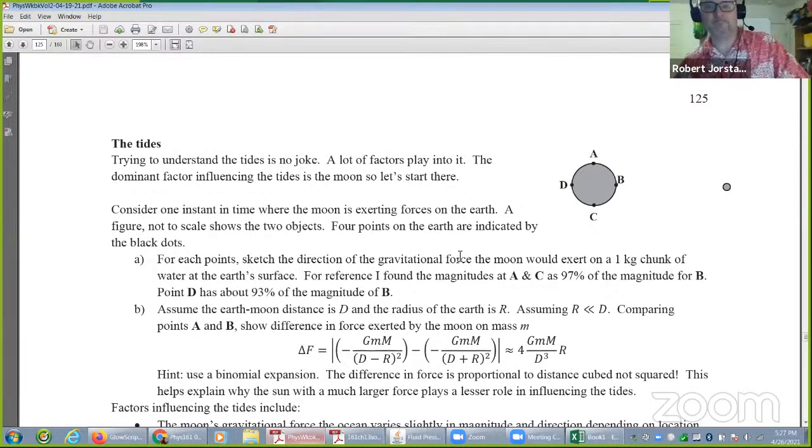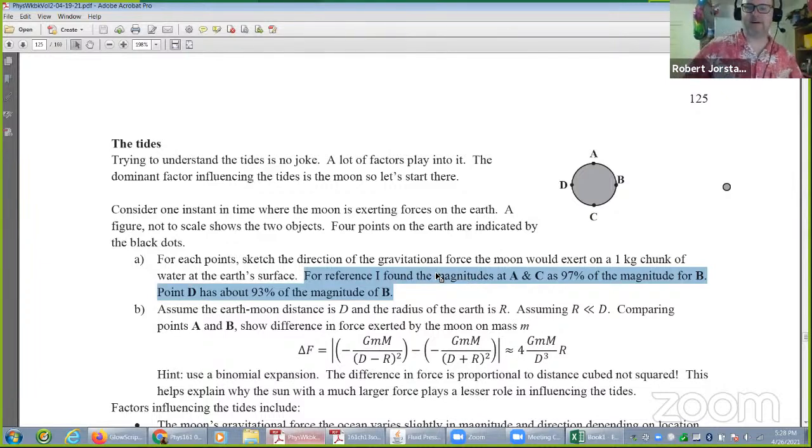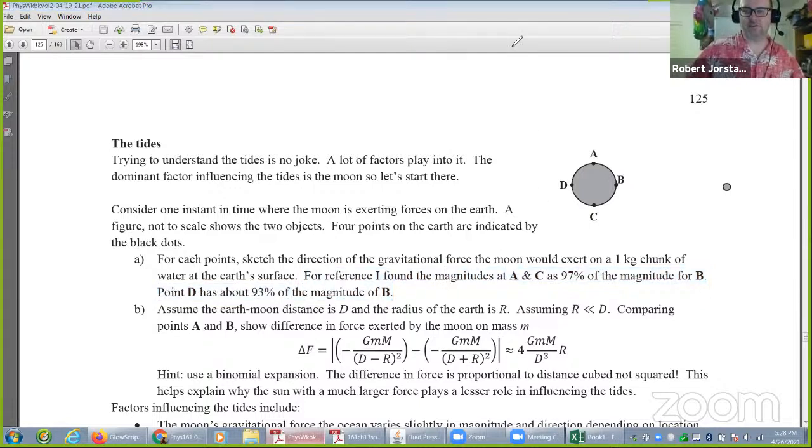Now, you could see that I found the change in the gravitational force at points A, B, C, and D is a little bit different. It's changing by somewhere about 5%. So the amount of force here is going to be the greatest. Here it's going to be the weakest. And up here it's somewhere in between. And the idea is because it's different at each spot on the Earth, that's one of the factors that contributes to the water sloshing around.